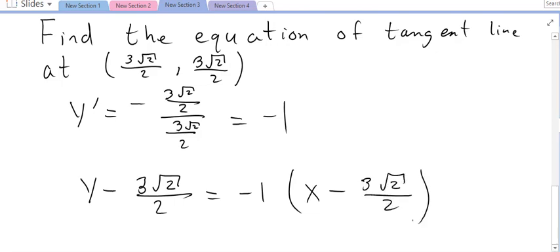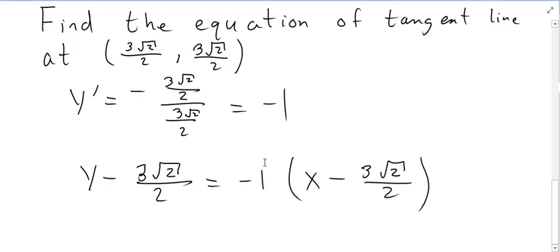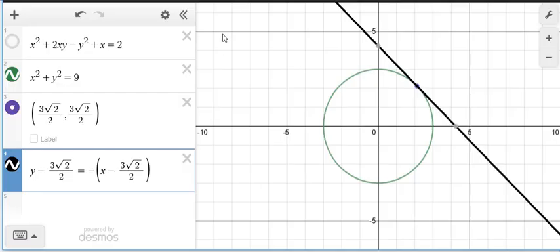And let's go ahead and look at the graph and see if this is a reasonable answer. We plug it in and we see that this looks good for our tangent line here.